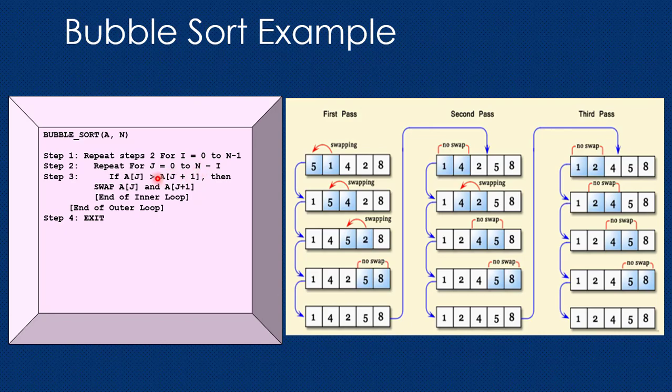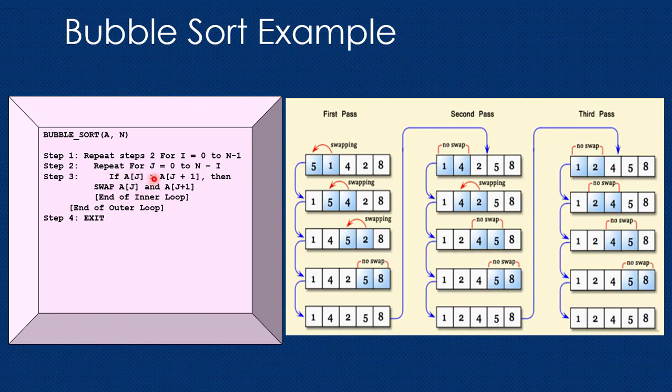Every time, the inner loop checks if A of j is greater than A of j plus 1. Basically j is 0, so A of j means 5, compared with A of j plus 1. Yes, 5 is greater than 1. So in this case, we are going to swap A of j and A of j plus 1. We are going to swap 5 and 1. So that happened here. And again we are going to repeat the loop.